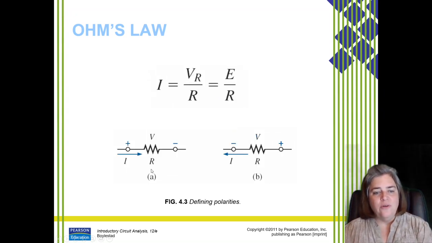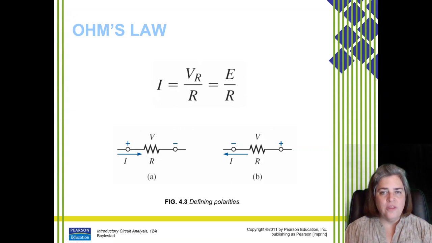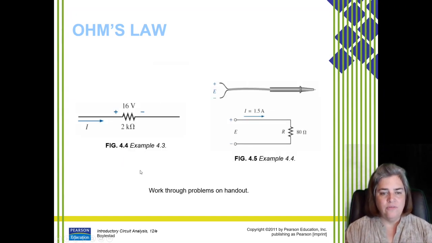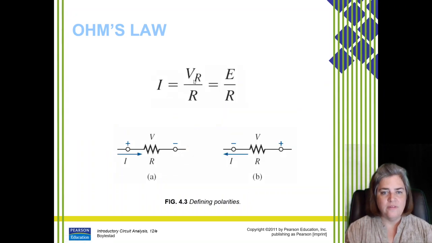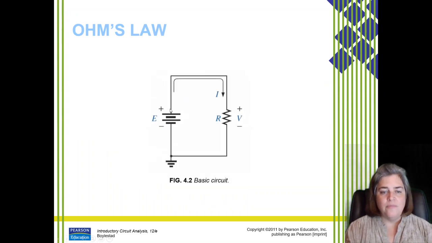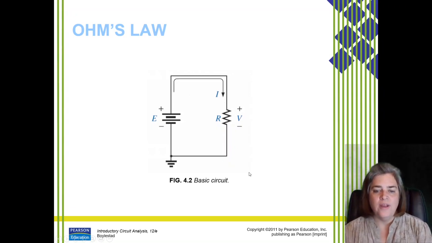Okay, so let's talk really quickly about direction. Remember, we said current flows from the positive terminal to the negative. Whoops, I need to go back. Previous, let's go back and look at this again. Current flows from the positive terminal back to the negative. That's conventional current flow, right?